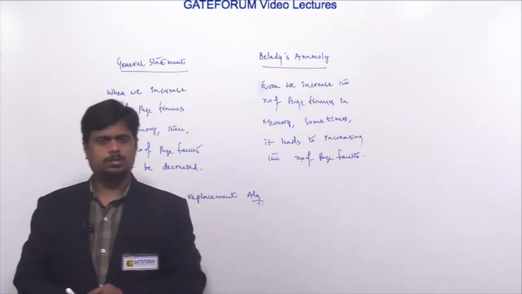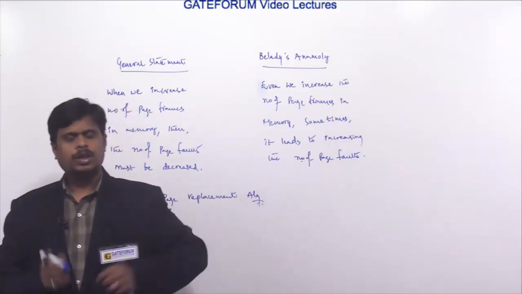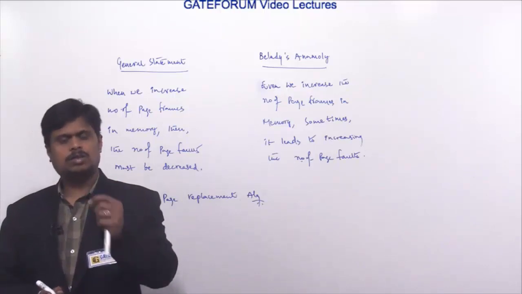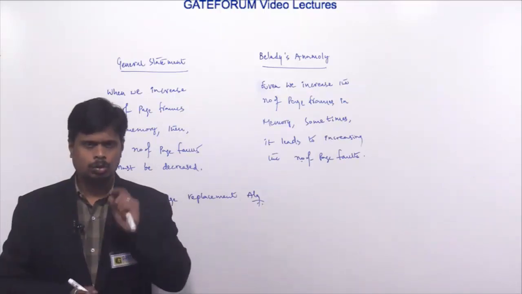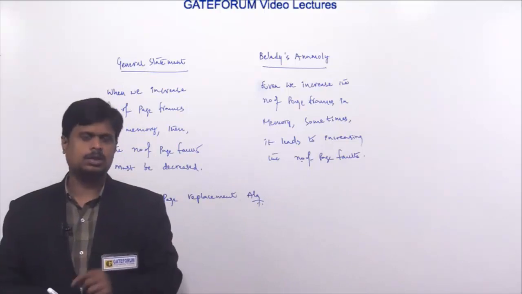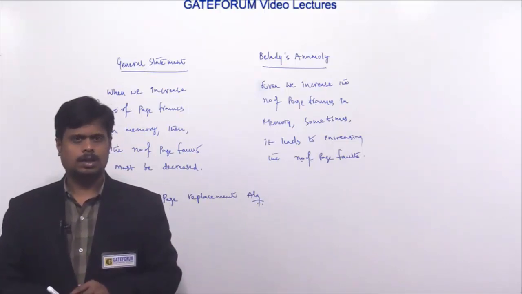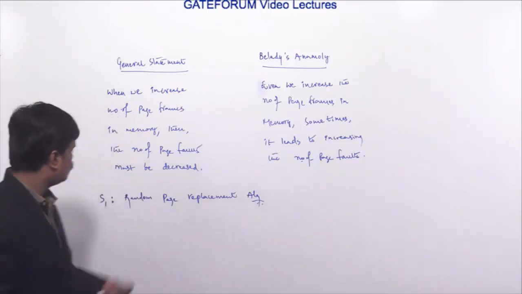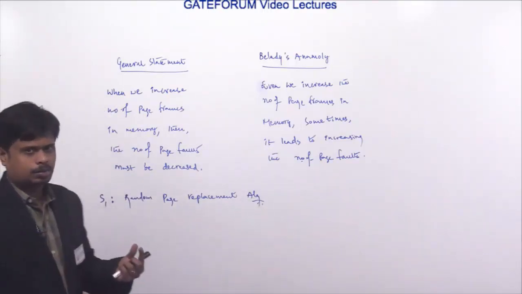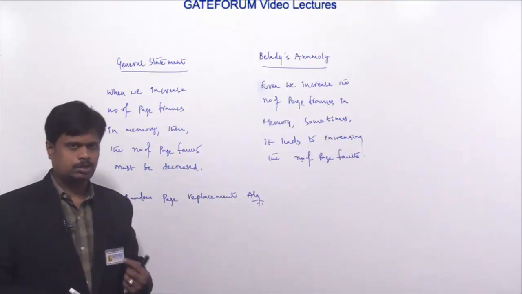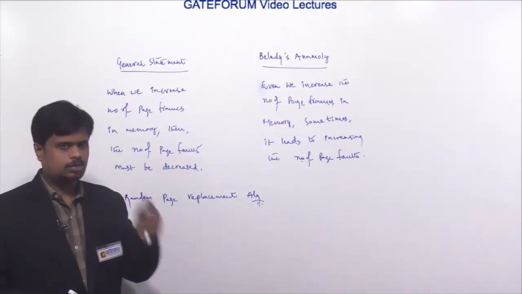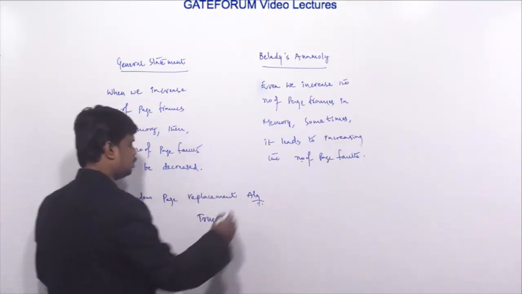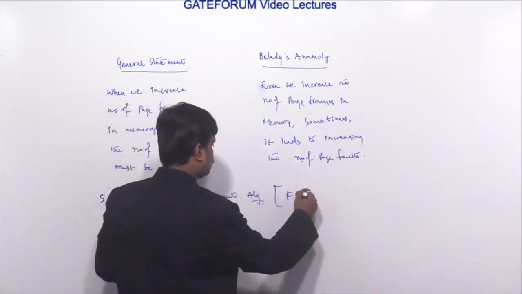So if we implement the FIFO page replacement algorithm, only in that case does it suffer from Belady's anomaly. Only FIFO page replacement suffers from Belady's anomaly, and not always, only sometimes. So the statement that random page replacement suffers from Belady's anomaly: yes, it is true. Statement 1 is true because there is a possibility for first in, first out.